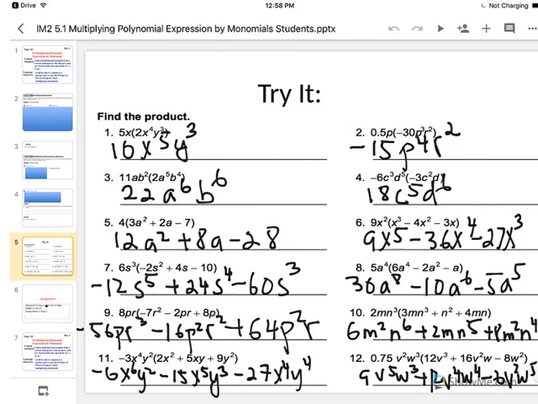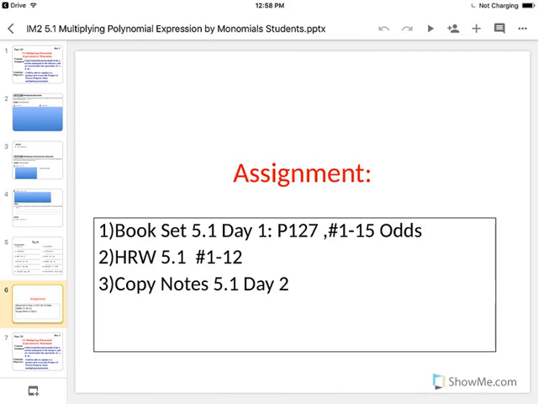Right, so that's the end of our notes for 5.1 day 1. You have your bookwork, and you also have your extra worksheet, and also copy down notes for 5.1 day 2.